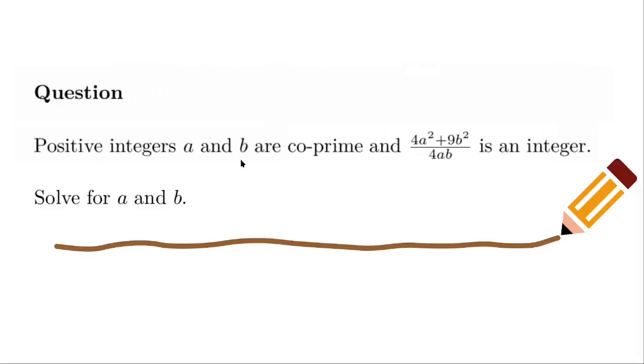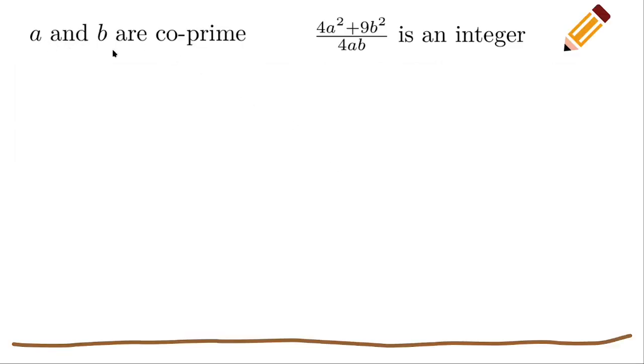Positive integers a and b are coprime, which means they only have 1 as a mutual factor. And this fraction, this expression here is an integer. And we need to solve for a and b. Okay, so these are our two conditions, and now let's think about some things that we can get from these two.